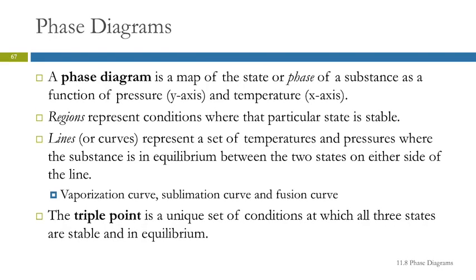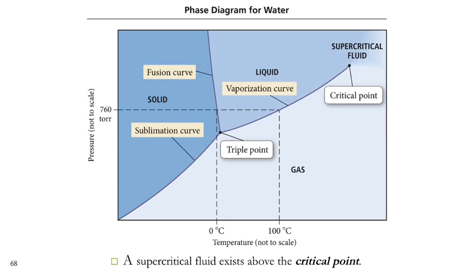Phase diagrams. A phase diagram is like a map of the state or the phase. Phase and state just refer to which state of matter it is in: solid, liquid, or gas. It's the state as a function of the pressure on the y-axis and the temperature on the x-axis. Here, it's going to look something like this.